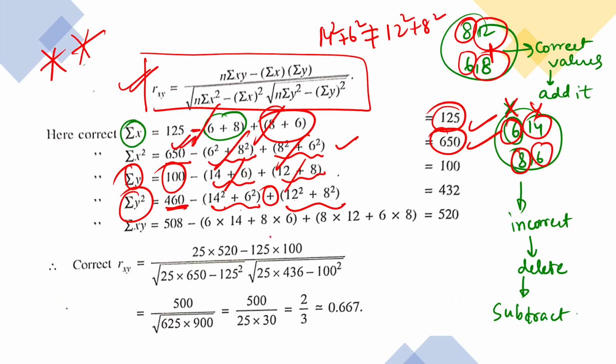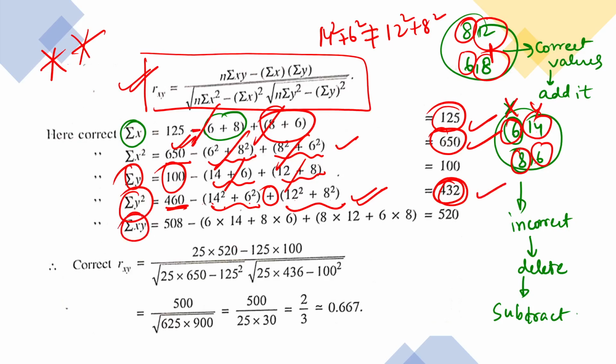So 460 will not be repeated. So 460 will be 430, so that you can calculate. That is not very difficult. 14 square plus 6 square you can calculate, then subtract from 460. After that, 12 square plus 8 square calculate, and after that just add it. So you will get 432.